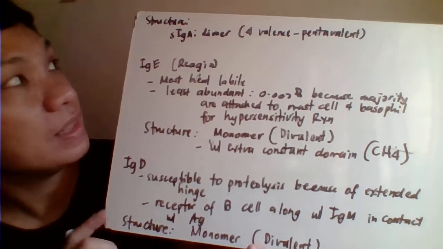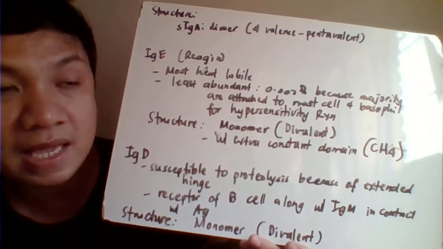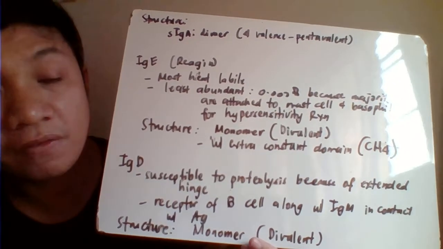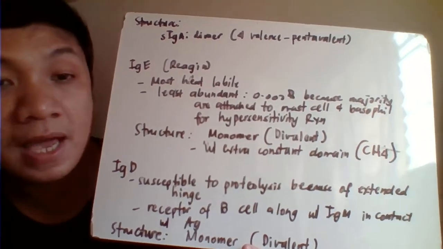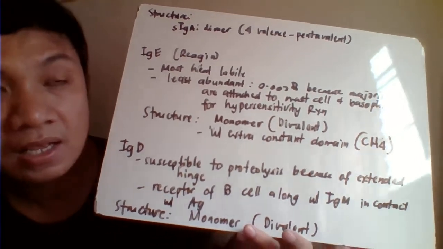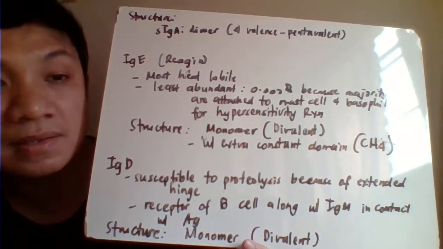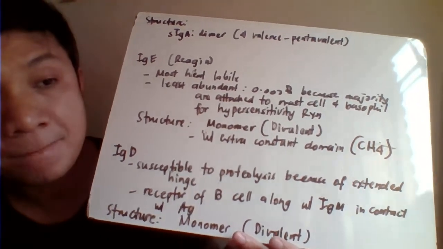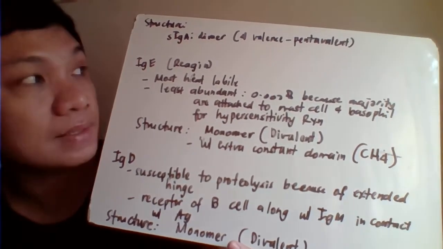Okay, so we have here the structure. So secretory IgA is a dimer, so it contains a J chain. Therefore, it would have four antigen binding sites, becoming pentavalent. Your serum IgA, on the other hand, is a monomer. That one would have only divalent, two antigen binding sites.